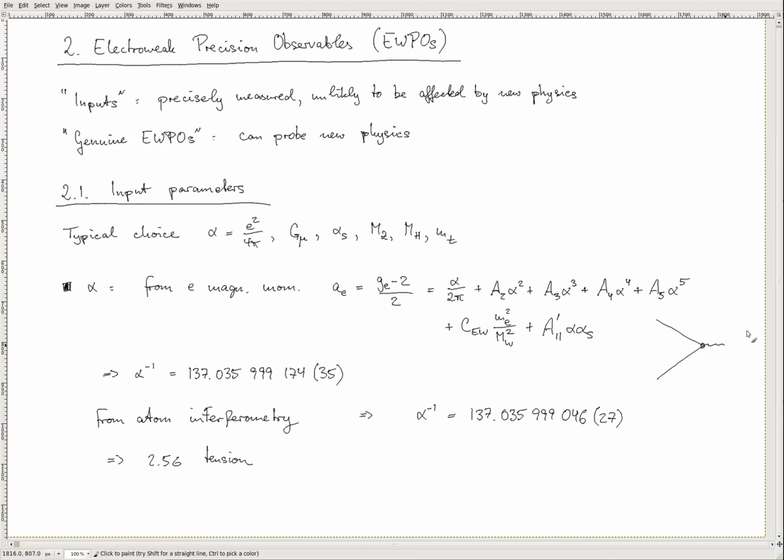So you have an electron line coupled to a photon. This photon measures the magnetic moment, and then I draw a correction. Sorry, I have to put an alpha squared, which has photons here, quarks in the loop, and then there's a gluon.